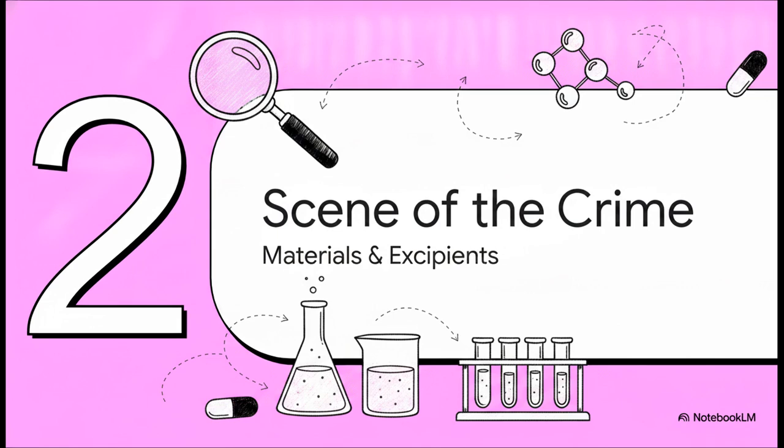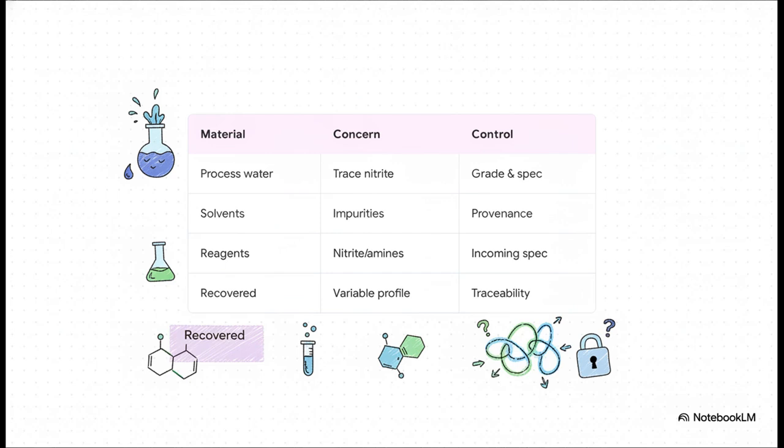Moving on to part 2, the scene of the crime, focusing on materials and excipient variability. You know, the everyday materials we use often carry these hidden histories. Take processed water, for example. It can easily harbor trace nitrites. Or reagents and catalysts. Those can introduce nitrites or amines right into the mix. But you really need to watch your back with recovered solvents and materials. They have a notoriously murky provenance, and their impurity profiles are all over the map. Handling them demands incredibly strict traceability and rock-solid documented quality controls.